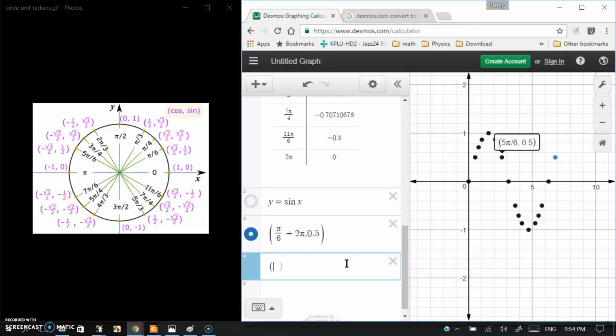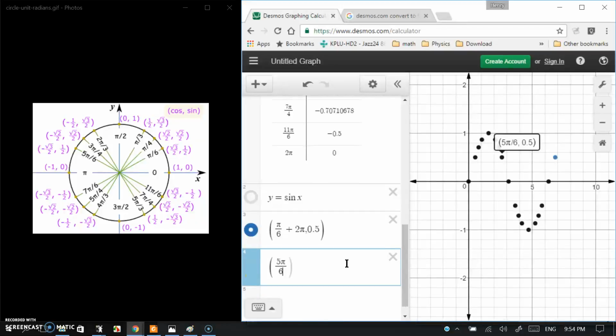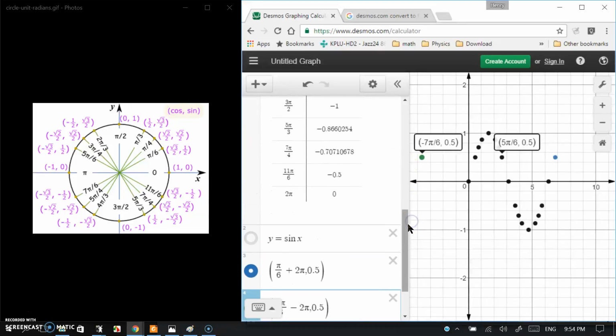5 pi over 6 minus 2 pi. The y value will be the same because I'm back to the same spot. So this is -7 pi over 6, right? So there you go. So that's how. That's why when we were talking about rotating around the unit circle, it is a pretty important skill. It's very important, because you can keep on turning in the positive direction, in the negative direction.